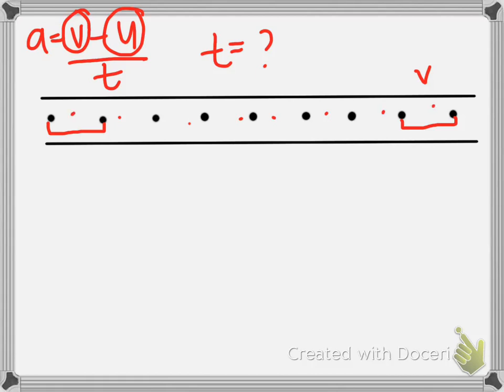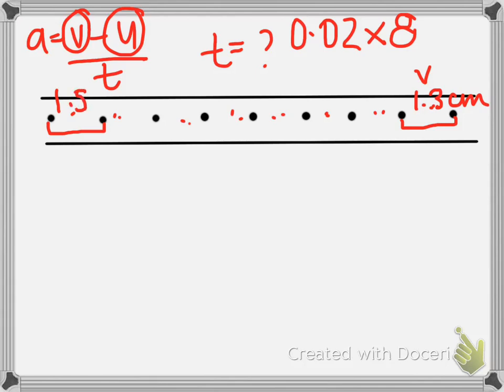So in this example, there's 1, 2, 3, 4, 5, 6, 7, 8 dots. So it'll be whatever T is, so we'll say it's 0.02 times 8 spaces. Remember, the 0.02 is not for each dot. Don't count each dot. It's the spaces, the gaps in between the dots that you want to be counting. So say that this distance is 1.3 centimeters, and this distance is 1.5 centimeters.